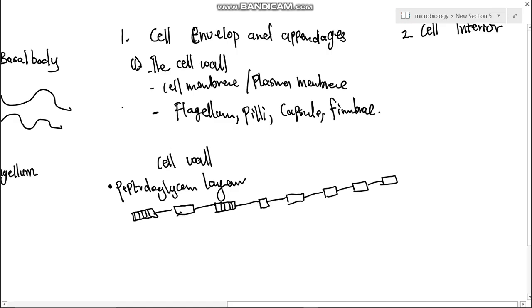This is how the cell wall of the bacteria looks like. So let's say this one is N-acetyl glucosamine. Then we have this one to be N-acetyl muramic acid.